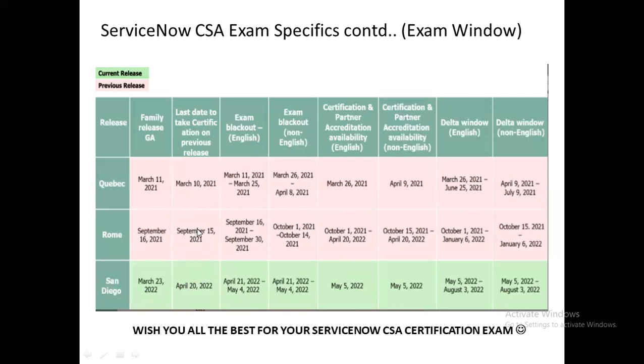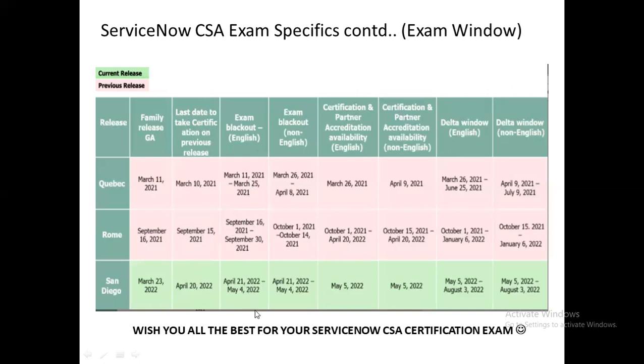When Rome was released, you could have taken this exam by September 15th for Quebec. Similarly, when you're talking about San Diego, you could have taken the exam on Rome by April 20th. After April 20th, you will not be allowed to take the exam on the ServiceNow Rome version, right? And then they have an exam blackout period. So we talked about it already. I'll not talk about all of these things because they have already passed.